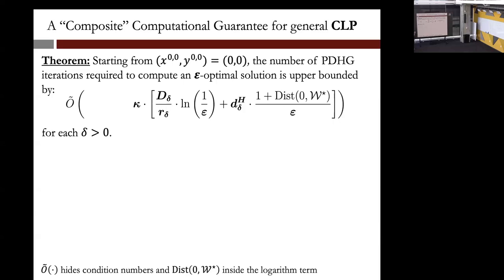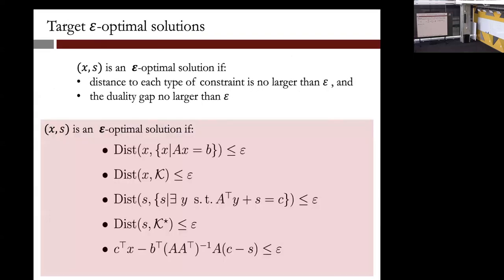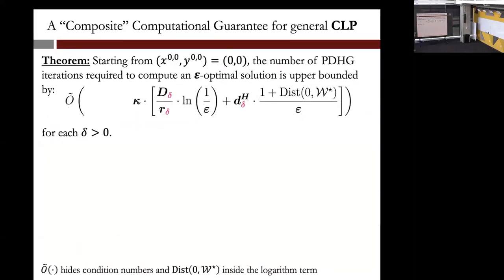So kappa is just the condition number of my A matrix, which I will get to shortly. And then here I have the ratio of the diameter to the radius of my delta level set, multiplied by a term, and this is the linear convergence piece. And then my Hausdorff distance times this term, which is basically the size of the smallest optimal solution divided by epsilon. And this is going to be my sublinear convergence.